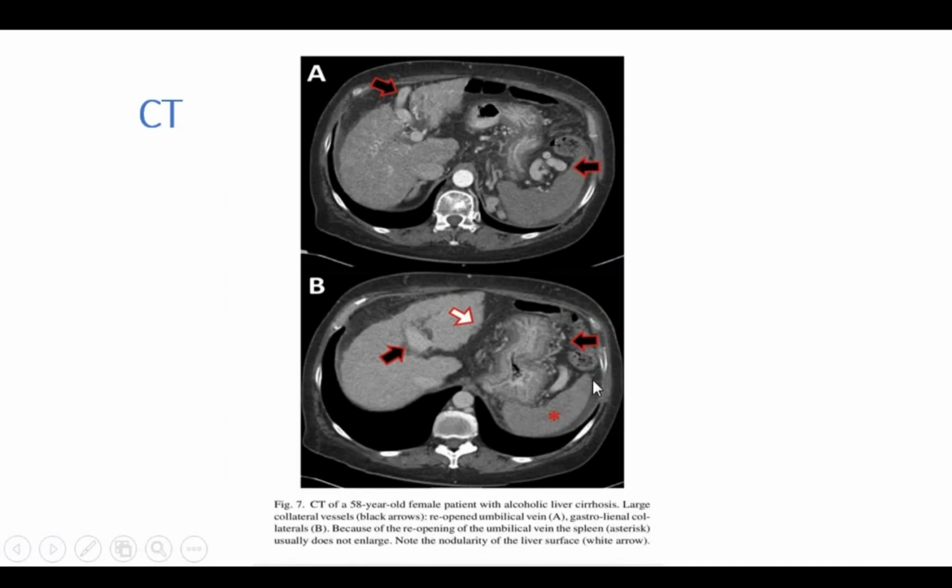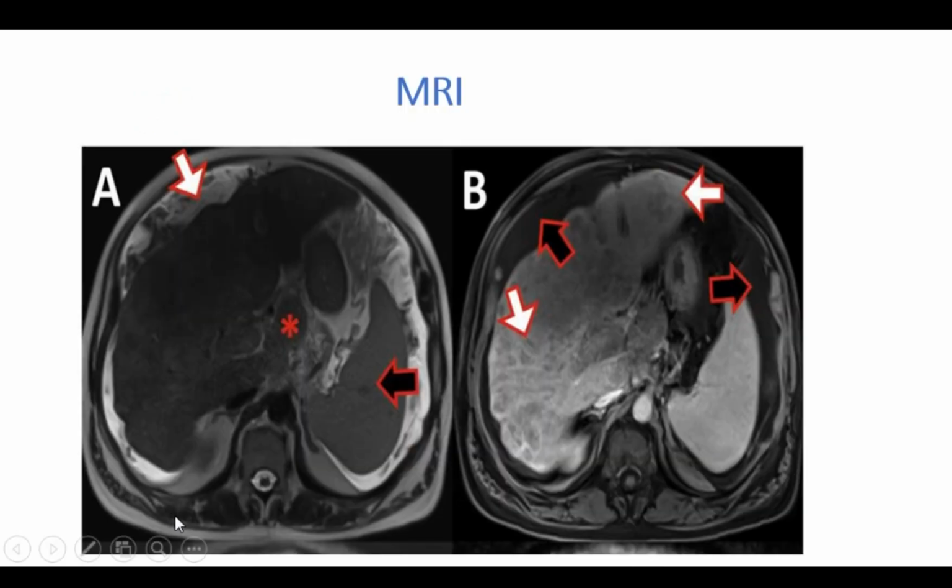This is another CT for another patient, showing also recanalization of the umbilical vein, gastrosplenic vein collaterals, and surface nodularity. What is the name of the non-recanalized umbilical vein? Ligamentum teres. Yes, ligamentum teres recanalization. Which is the umbilical vein? It's the same thing.